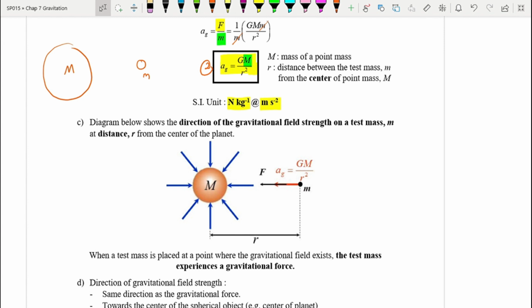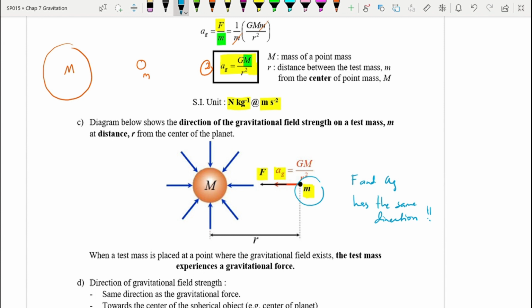Okay, conclusion yang kita boleh buat, direction of AG dan juga F is actually the same. Okay, AG always towards the center of the point mass. So F yang acted on this test mass, dia akan sama macam AG. So as simple as F and AG has the same direction. Okay. So, kita kena ingatlah bila kita nak lukis F dengan AG pada test mass ini, dia mesti akan ada direction yang sama.